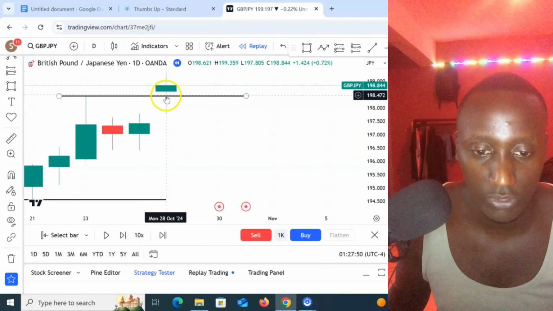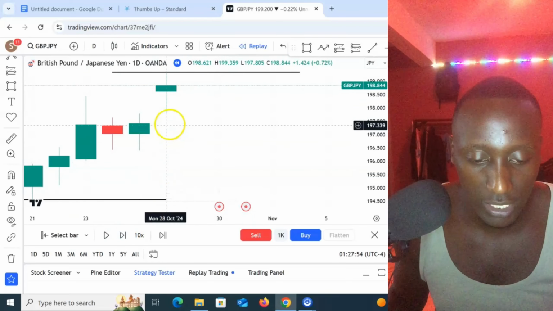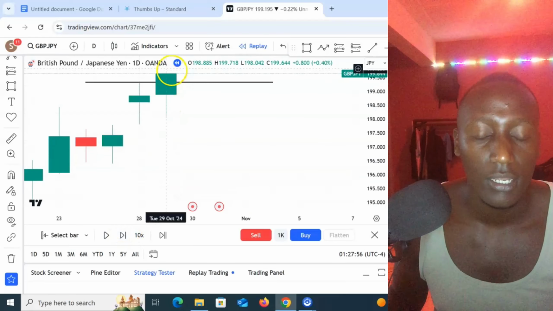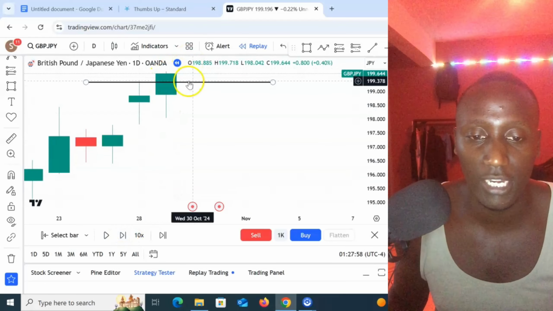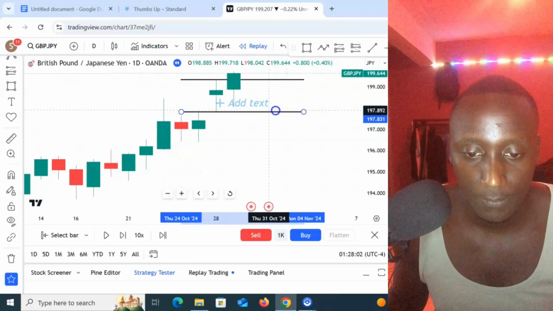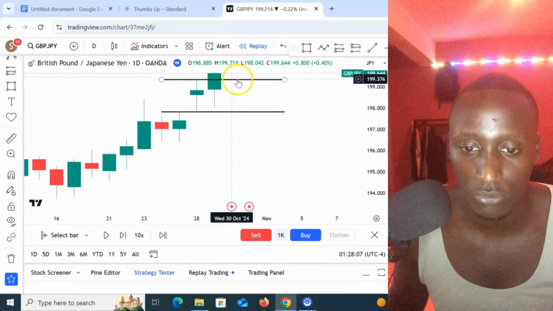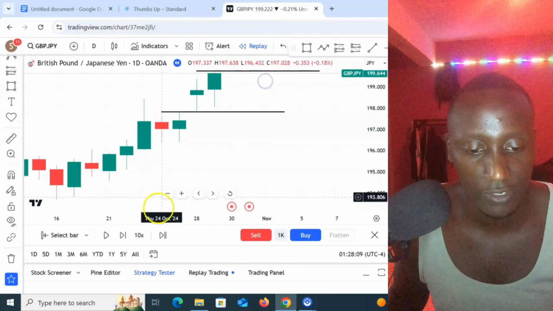We see a gap to the upside. We are still bullish until we see a failed breakout. So that is on Monday. Tuesday breaks out, still bullish. All right, so we start again. We have Monday setting the high and the low. Tuesday breaks out. All right, we look for a failed breakout.